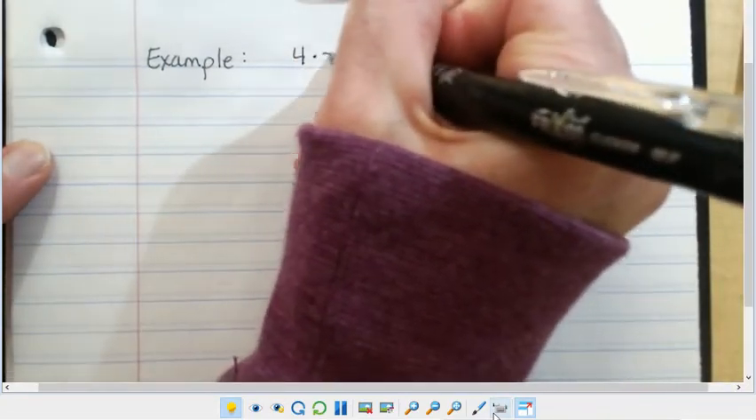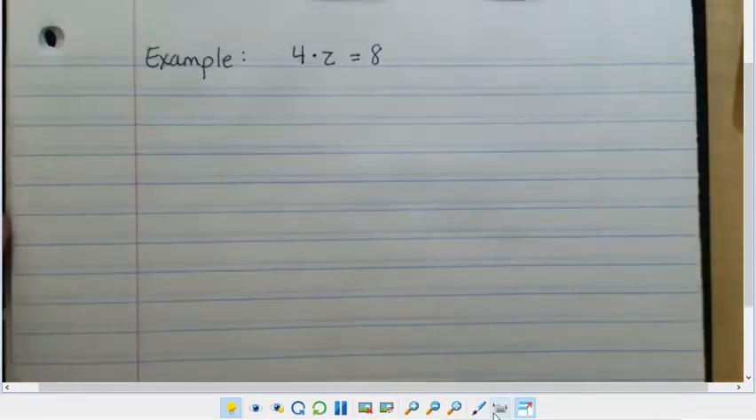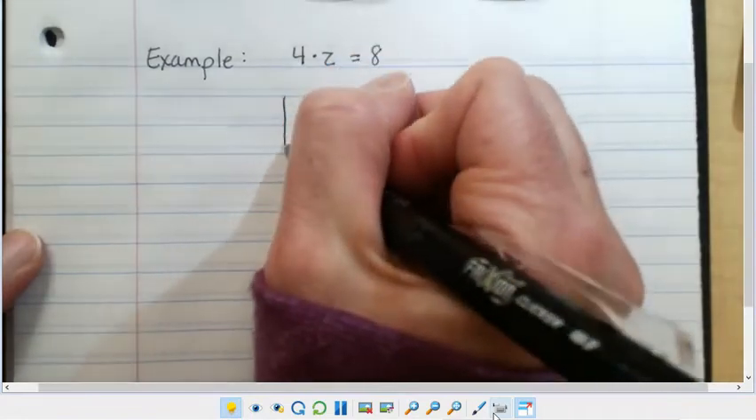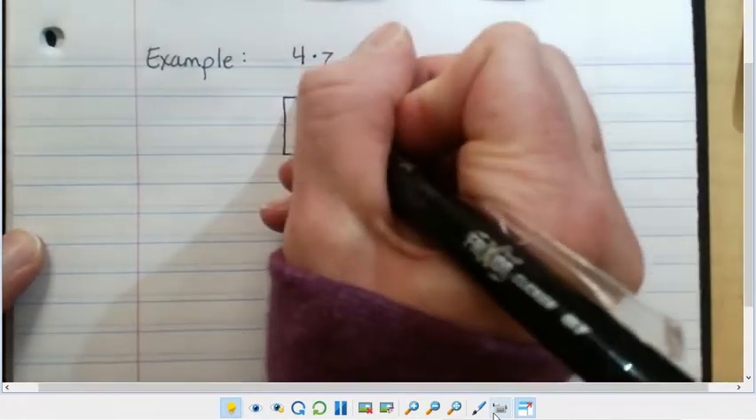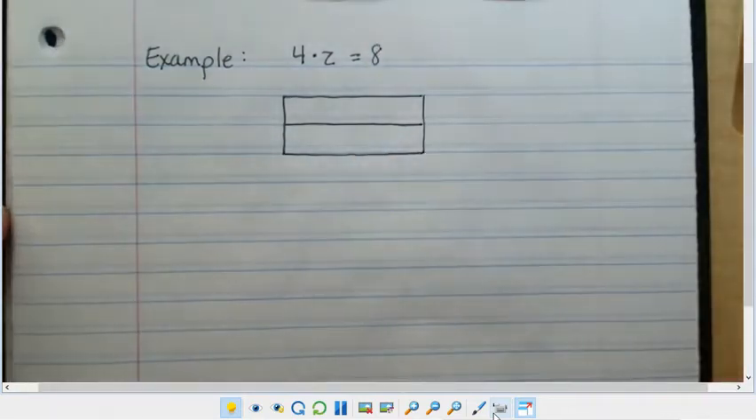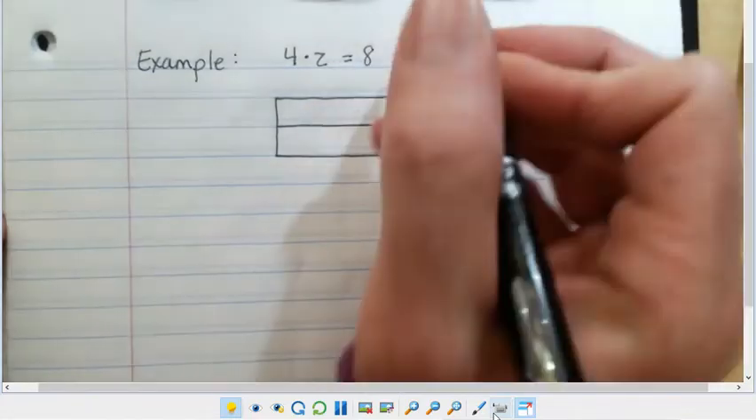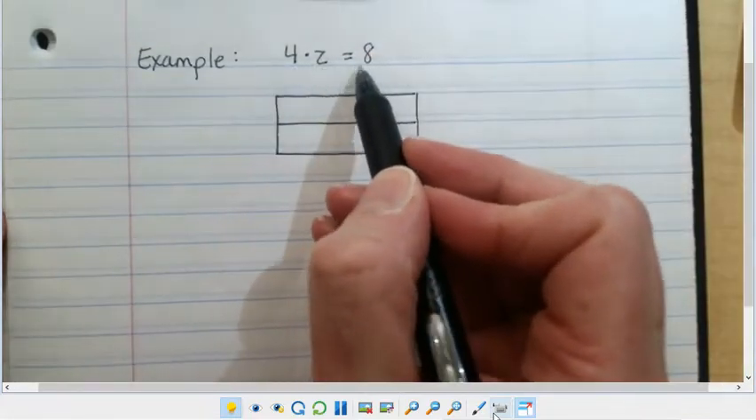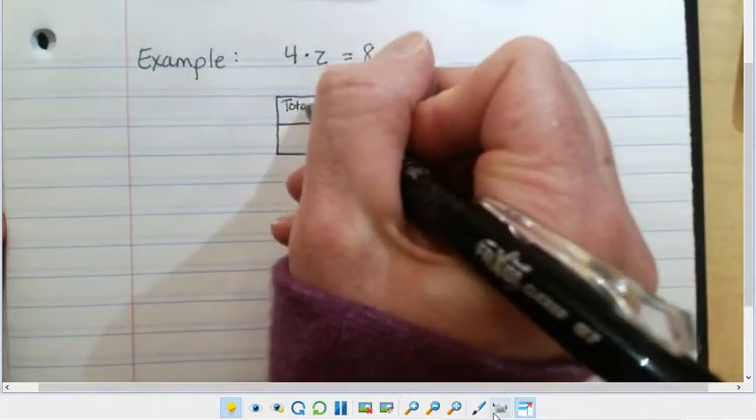So 4 times z, and remember you might see 4z equals 8. This one's a little different because it's multiplication. I have small enough numbers that I don't need my each box yet. So remember, I'm thinking about the groups I have. So I have something times z equals 8. Well, I know 8 is going to be my big number. That's my total.